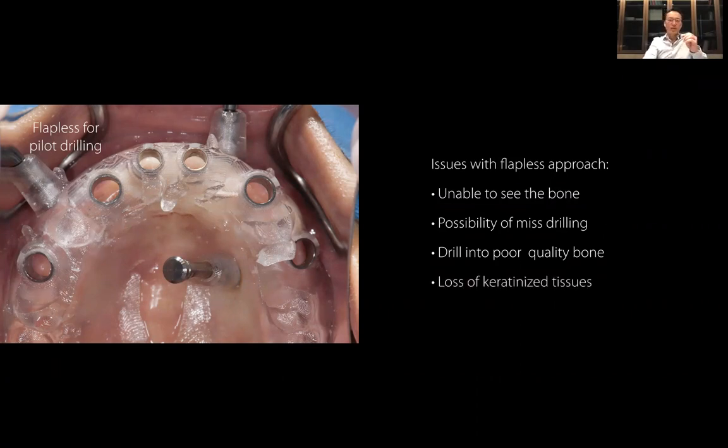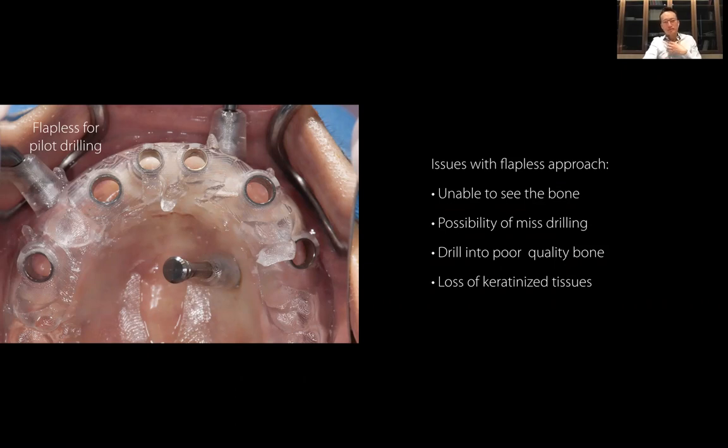And then another issue with flapless approach is that we're drilling through the soft tissue and we're actually drilling out the soft tissue. Okay, we're actually removing our keratinized tissue, and this could have some problems in patients who don't have enough keratinized tissue to begin with. So some of these are the issues I have with the flapless surgical approach.